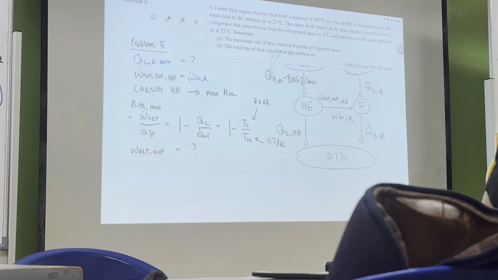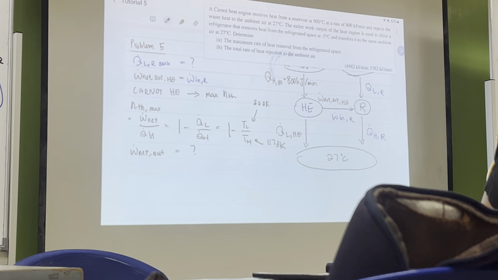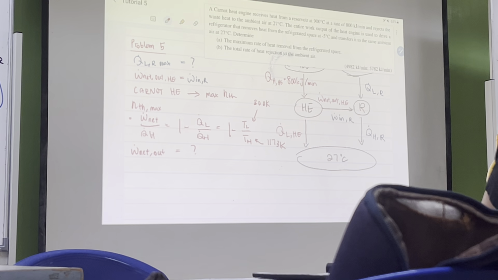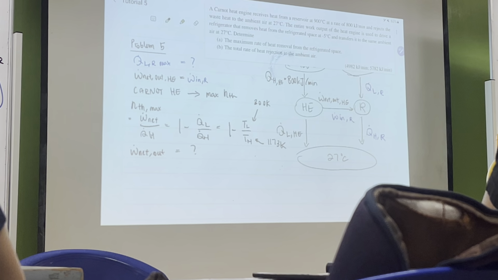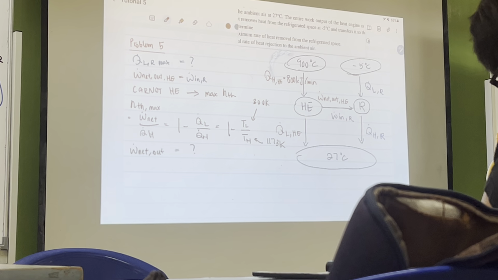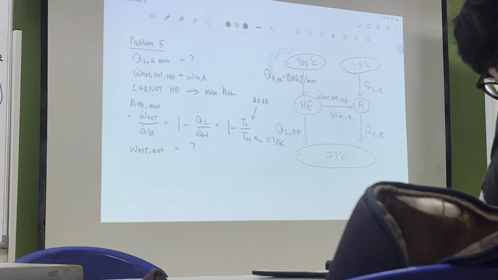Of course, if your question has two or three different types of unit, then you still need to convert them to one same one anyway. Then of course you convert it to kilowatt or kilojoule per second. But otherwise, in this case, you only have kilojoule per minute. It's okay for you to just leave it in kilojoule per minute. Easier to calculate also. Okay, so far everyone can understand what we are doing here?